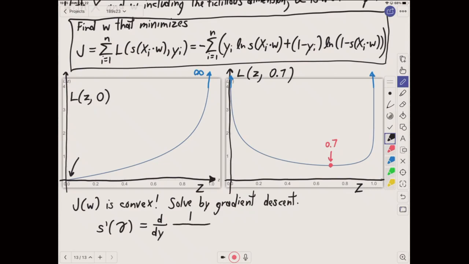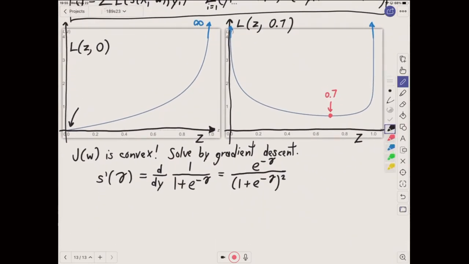It's 1 over 1 plus e to the minus gamma. And if you compute that derivative, you'll find that it's e to the minus gamma over 1 plus e to the minus gamma, squared. This can be simplified a little bit by writing it in terms of our original function s. It's interesting to note that the derivative of s is s times 1 minus s. We'll use that to simplify our functions a little bit.